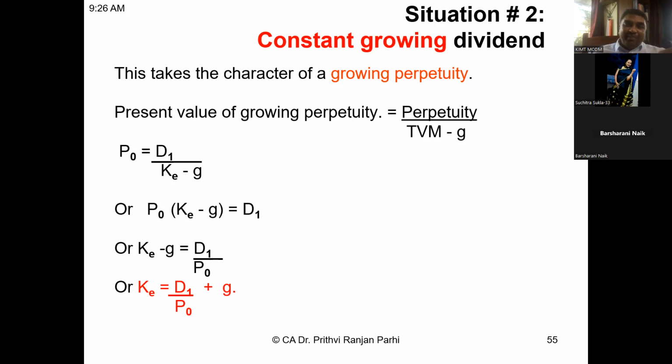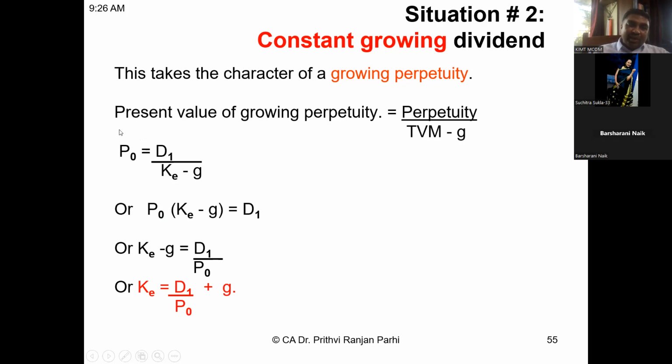This formula for computation of cost of equity is derived from that formula. If you see the formula, it says P0 is equal to D1 by KE minus G. That means price today is equal to future dividend divided by cost of equity minus growth. It is similar to the perpetuity formula, which you can learn if you want.